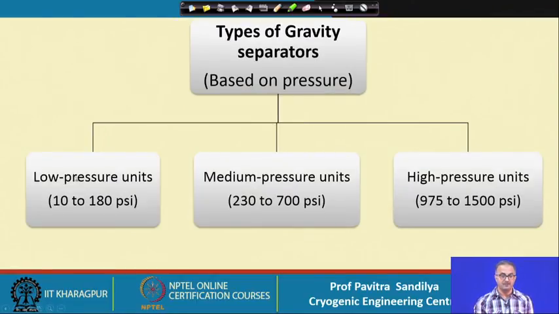And here we may have again a classification based on the pressure. We may have low pressure units, medium pressure units and high pressure units. Depending on the pressure level, it is 10 to 180 psi, this is 230 to 700 psi, and this is 975 to 1500 psi. So we may have different ranges of pressure for this kind of gravity separators.